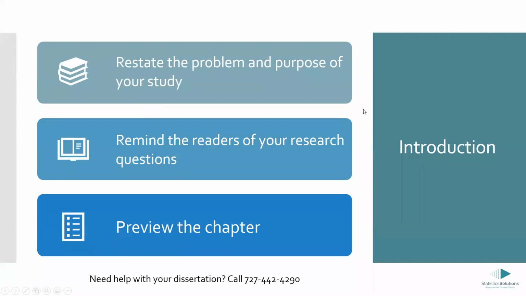And this is going to be really just the same as you would set up an introduction to any of your other chapters. I always like to think of holding your reader's hand as you move through the dissertation, at the chapter level and at the dissertation level as well. And so here you want to clearly restate the problem and the purpose of your study. And you want to do this verbatim.